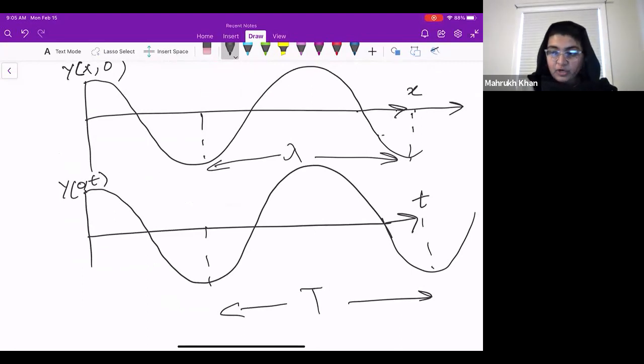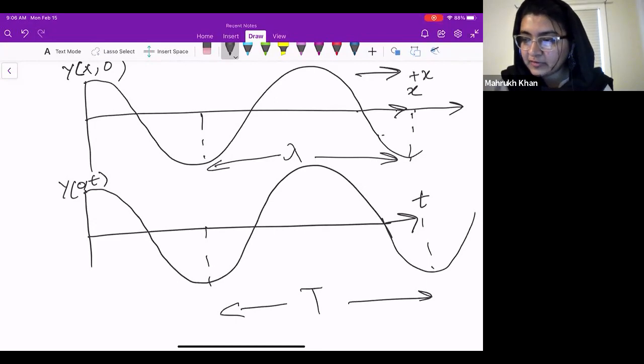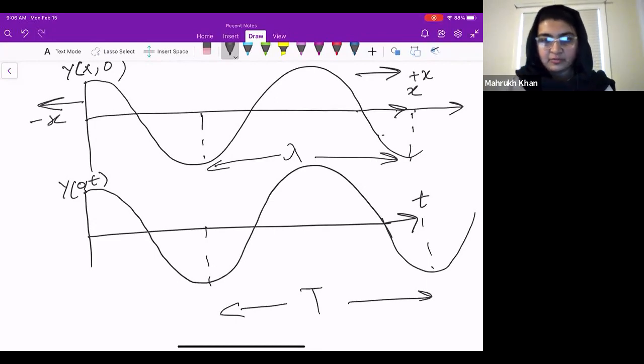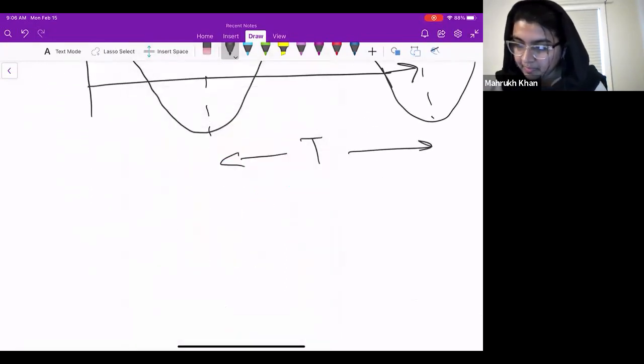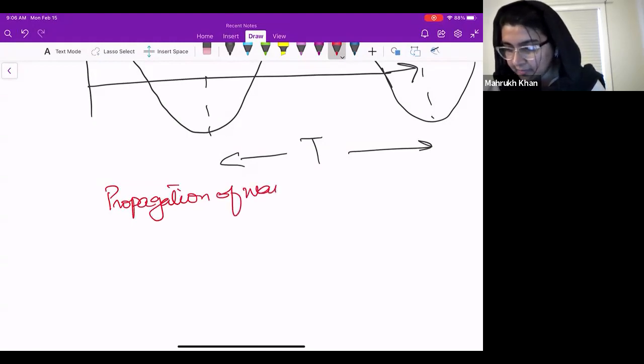Another thing is if you want to see change in x or in space, you want to tell whether it is moving forward or backward. So there are two types of propagation. We need to define whether it's a plus x propagation or a minus x propagation. Plus x propagation means it is moving in this direction, and this is a minus x propagation. So we will also tell whether it's a plus x propagation of waves or a minus x propagation of waves. We can also say propagation of waves in space.